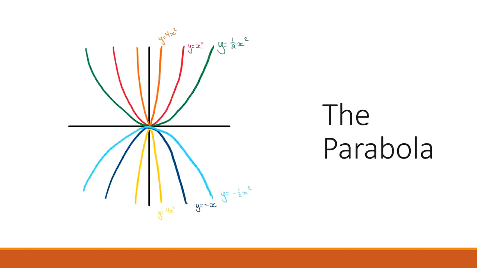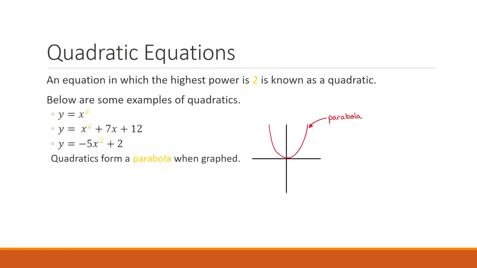In this video, we're covering the parabola. So the first thing I want to introduce is something called quadratic equations. An equation in which the highest power is 2 is known as a quadratic. On your screen you can see some examples of quadratics, like y equals x squared plus 7x plus 12, y equals negative 5x squared plus 2.